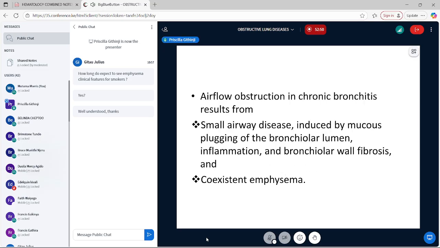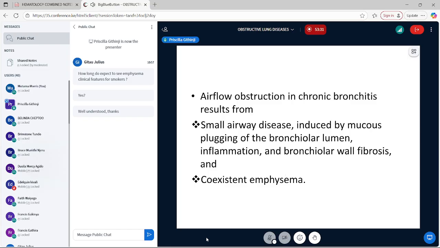So your airway obstruction in chronic bronchitis usually is due to small airway disease induced by mucus plugging. As you can see, you have mucus gland hypertrophy and goblet cell metaplasia. So this will lead to mucus plugging of your bronchiolar lumen. Also, one of the features of inflammation is edema, which will exacerbate that blockage. And of course, as you're healing with fibrosis, this also exacerbates the blockage of your airways.